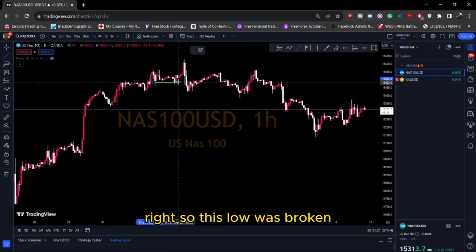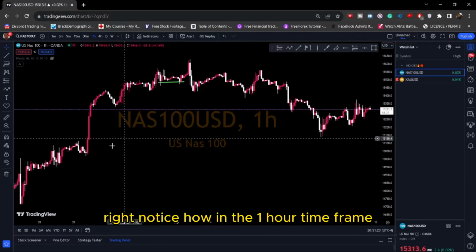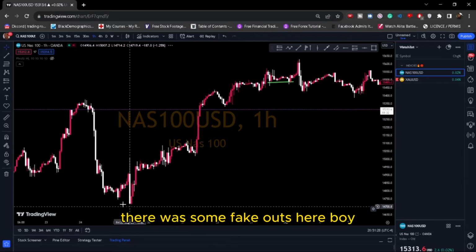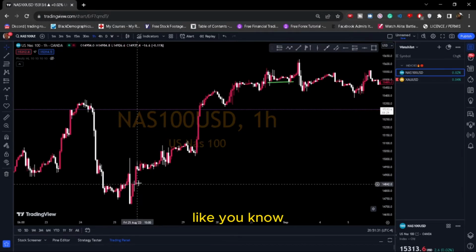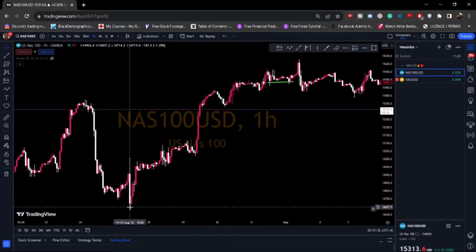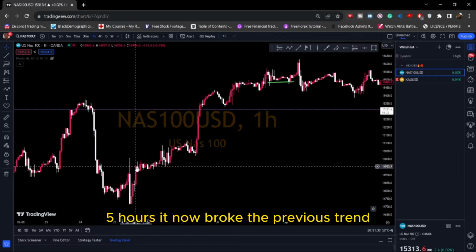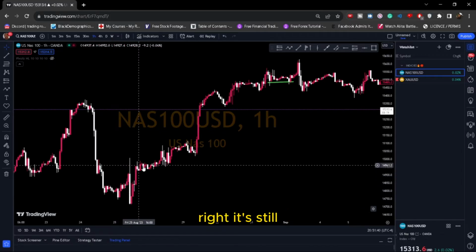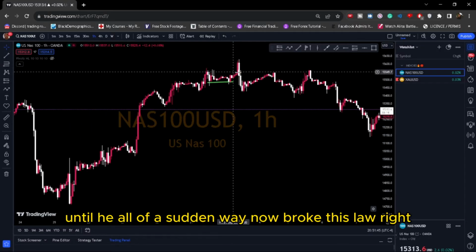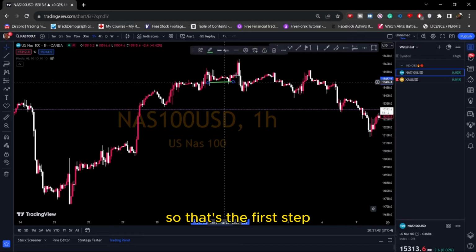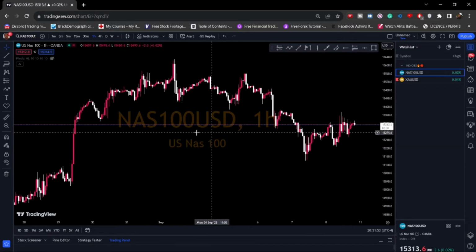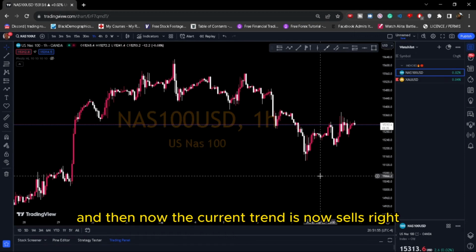So this low was broken. Notice how in the 1 hour time frame it was not breaking lows. It literally was not breaking lows. You feel me? Yes, there were some fake outs here, but even when you had these fake outs where it broke this low, indicating a change in trend, in the next 4 or 5 hours it now broke the previous trend. It still maintained those lows all the way up until here, where all of a sudden it now broke this low. So we have now figured out the previous trend, which was buy, and the current trend is now sells.